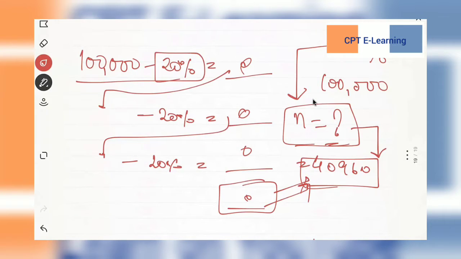What will be the depreciation for second year? Again, we know how to calculate that. Let's do it again. 1 lakh minus 20,000. What was the value after year 1? 80,000. So what we'll put? 80,000 into 20%, which will give us 16,000.